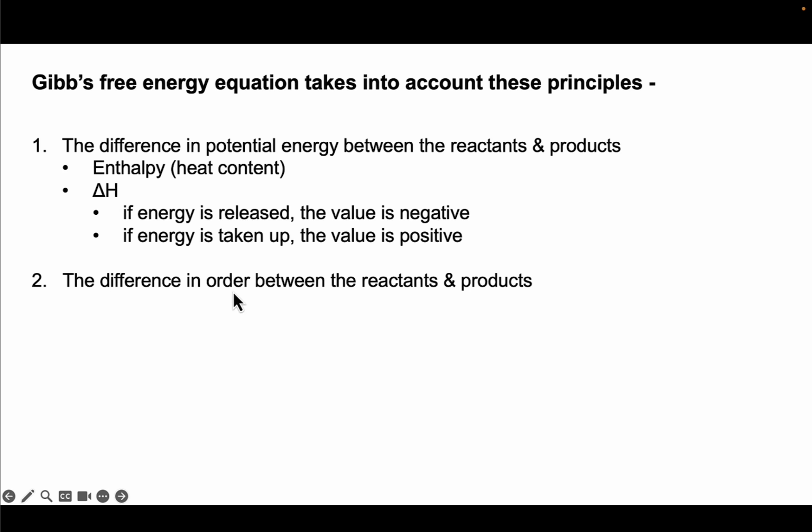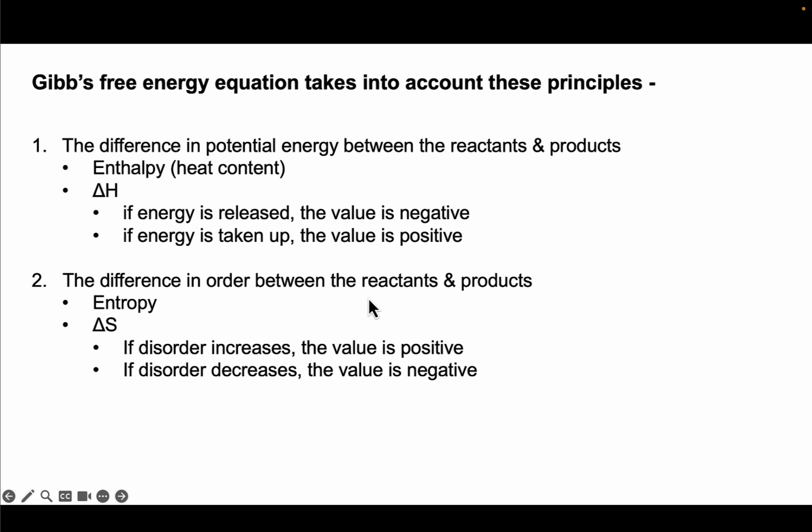The difference in the order between products and reactants is represented as entropy, which is basically disorder, and it's represented as delta S. If disorder increases, the value is positive, so that's a good thing, thumbs up. And if disorder decreases, the value is negative.